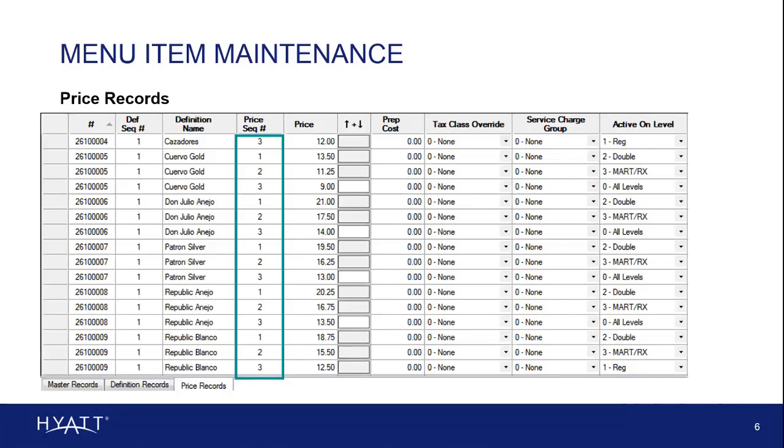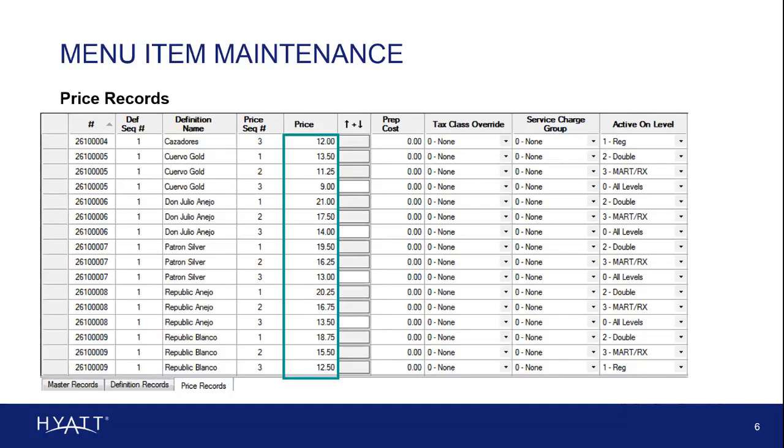If you look to the far right column on the active on level, you'll see that's what's different between each of the 3 price records. And that's why we have 3 different prices for each of these beverages in this example. So the 3 Cuervo Golds, the first one you see is $13.50. If you look over to the far right, you'll see that's the double price. The $11.25 Cuervo Gold, that's the martini or rocks price. And then the $9 Cuervo Gold is set to 0 all levels, which would catch any other, including regular.